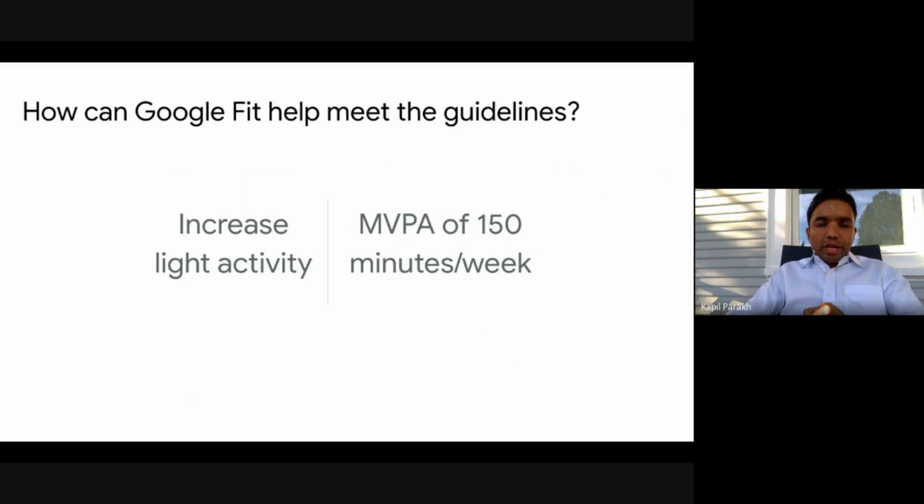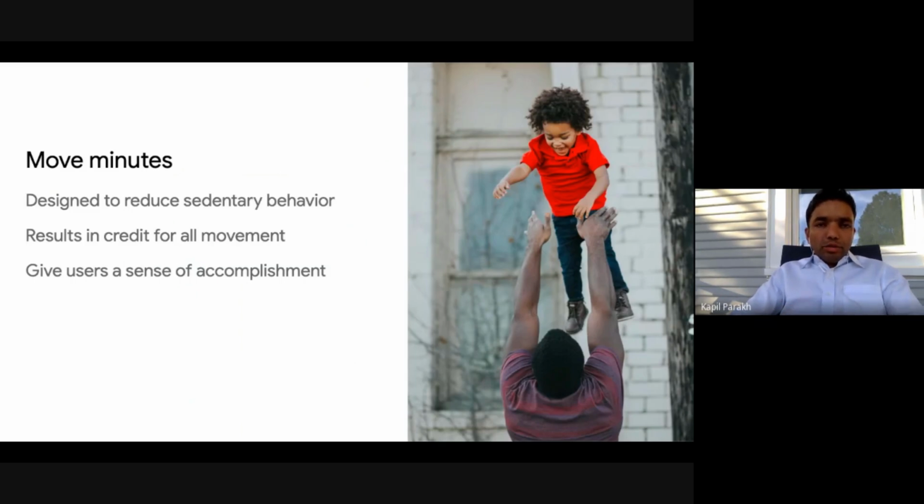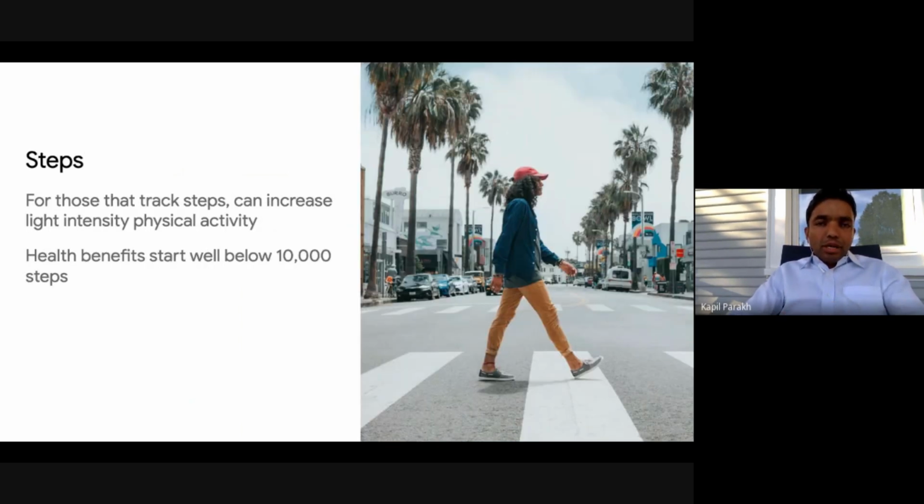So how can Google Fit help meet these two main guidelines of increased light activity over the course of the day and at least 150 minutes a week of moderate to vigorous physical activity? So there's a metric in Google Fit called Move Minutes. It's designed to reduce sedentary behavior to increase that light activity, and it gives credit for all movement and gives users a sense of accomplishment. Google Fit also tracks steps. This is particularly relevant because many people are interested in steps. And in fact, when we first launched Move Minutes and put them quite prominently in the app, people wanted their steps back. They wanted it to be easier to find their steps because users really care about this.